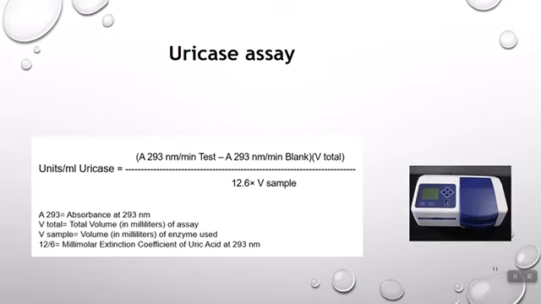The blank and the test solutions were incubated at 25 degrees for 10 minutes, after which the decrease in the uric acid concentration was measured with the aid of a spectrophotometer at 293 nanometers. The difference in absorbance of the test and blank is equivalent to the decrease in uric acid concentration during the enzyme reaction. 1 unit of enzyme activity was defined as the amount of uricase required to convert 1 micromole of uric acid into allantoin per minute at 25 degrees and at pH 9.